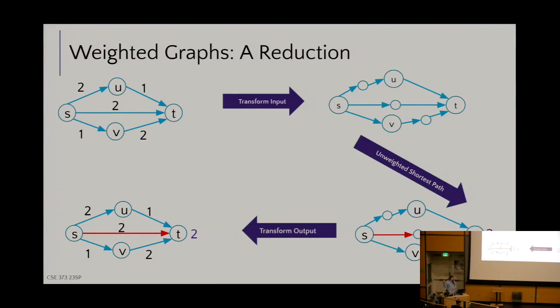And so here's an example, right? If I have weights, well, maybe what I'll do then is I'll just put a bunch of dummy nodes in there. So instead of this overall edge being of weight 2, now it is 2 because I stuffed a dummy node in there. Then I can run my magical algorithm on it, and then I just have to transform the output back.